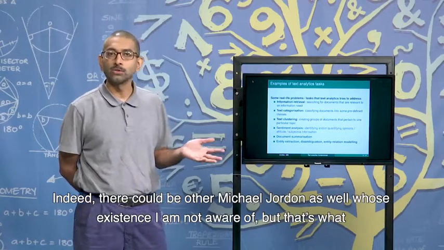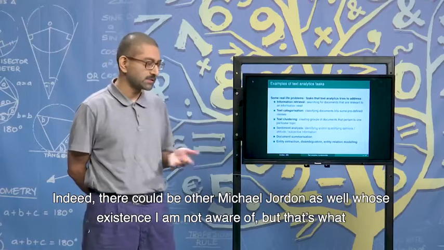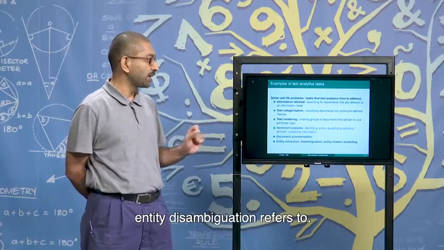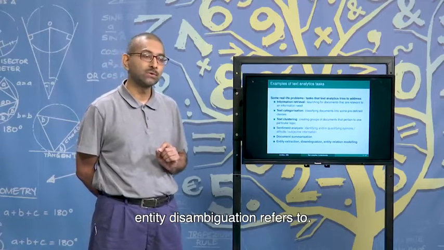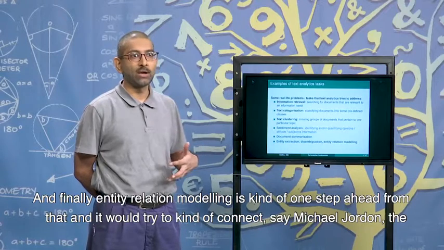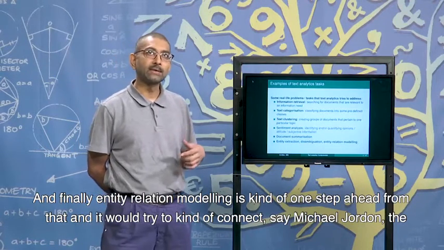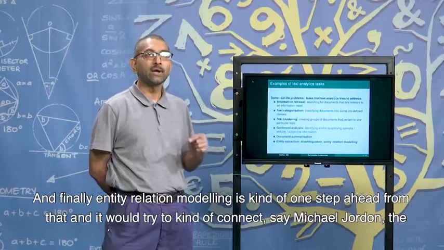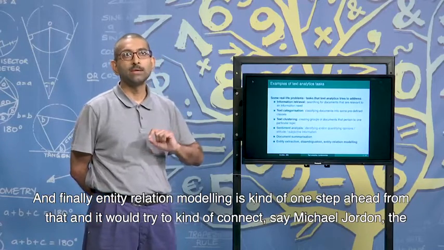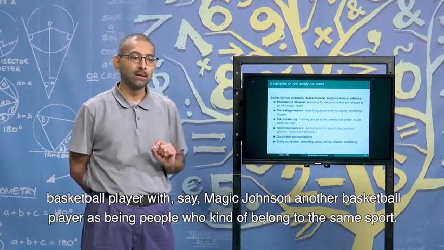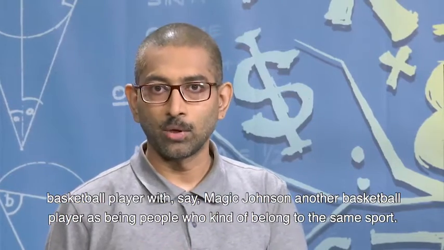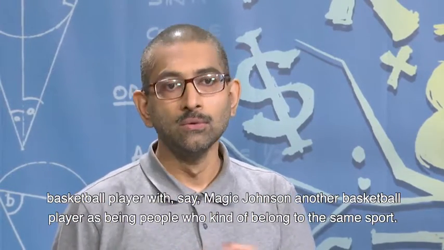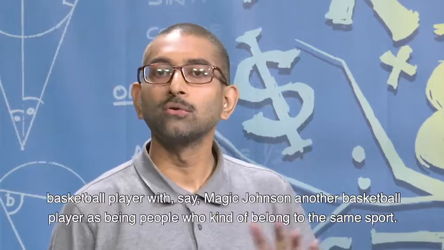Indeed, there could be other Michael Jordans as well whose existence I am not aware of, but that is what entity disambiguation refers to. And finally, entity relation modeling is one step ahead from that, and it would try to connect, say, Michael Jordan the basketball player with, say, Magic Johnson, another basketball player, as being people who belong to the same sport.